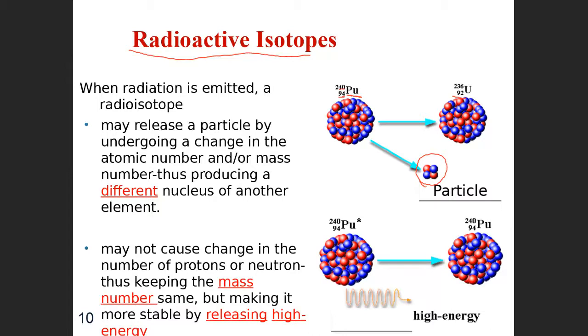Or maybe the isotope emits energy, so there will be no change in the number of protons or the mass number. There is no change in the atomic number or mass number. So the nucleus of this radioactive isotope will emit energy, and it will give a more stable nucleus for the same element.